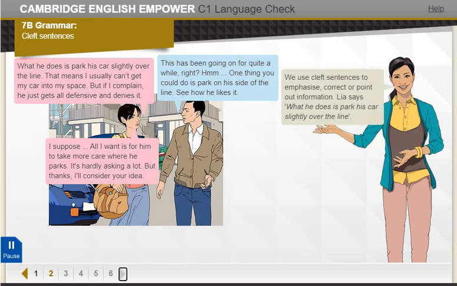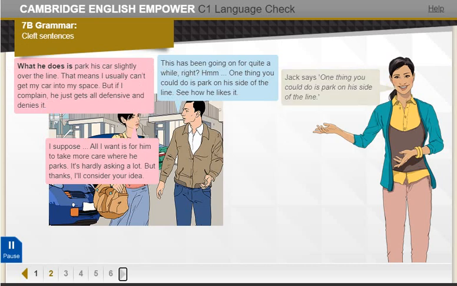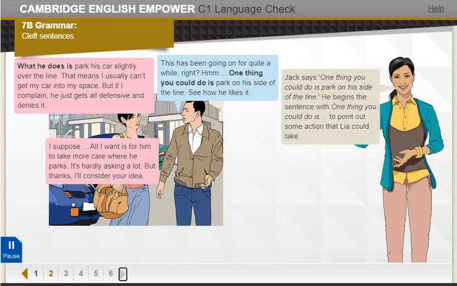We use cleft sentences to emphasize, correct, or point out information. Leah says, "what he does is park his car slightly over the line." She begins the sentence with "what he does is" to emphasize how her neighbour parks his car. Jack says, "one thing you could do is park on his side of the line." He begins the sentence with "one thing you could do is" to point out some action that Leah could take.